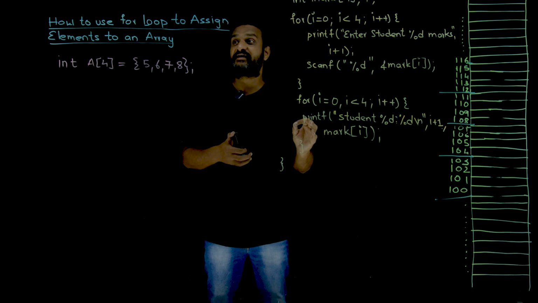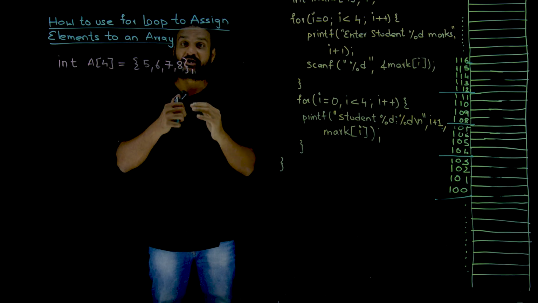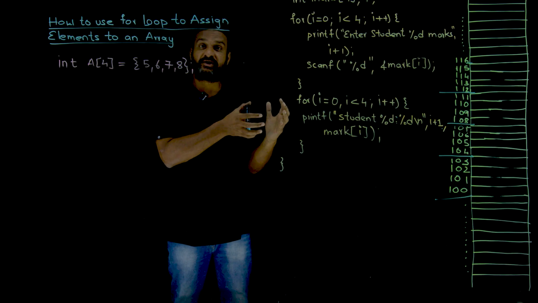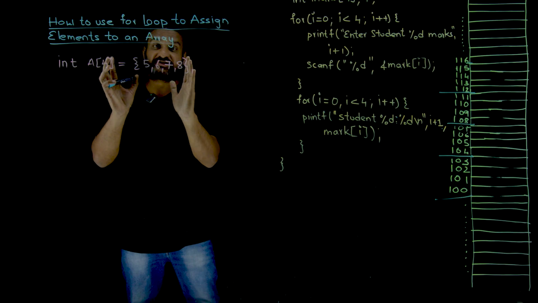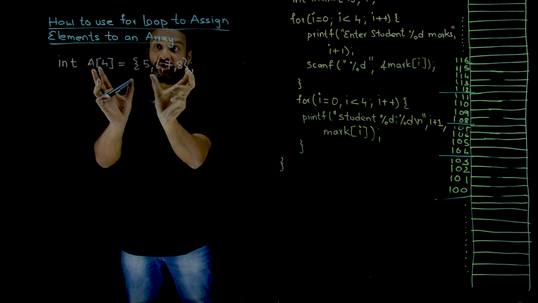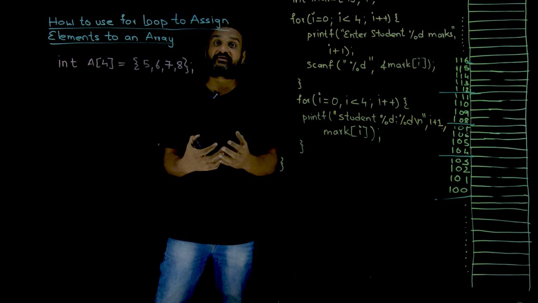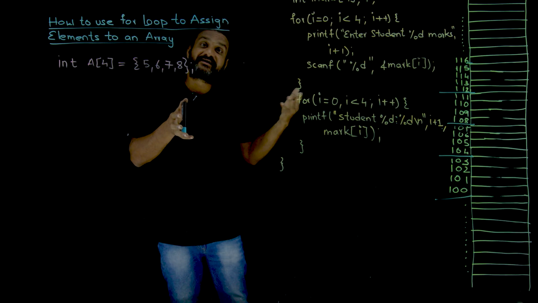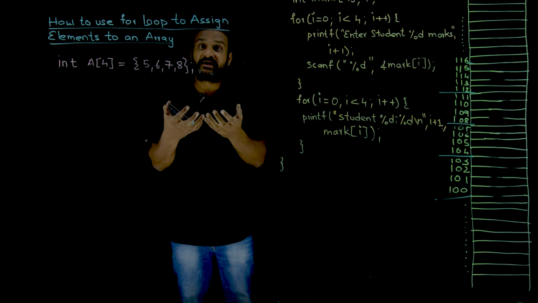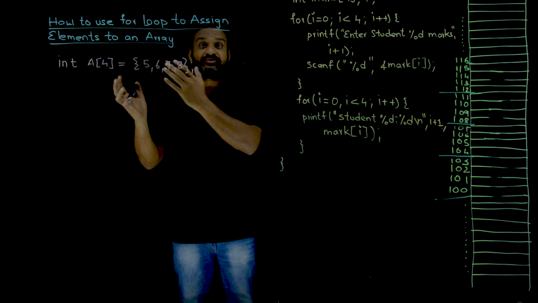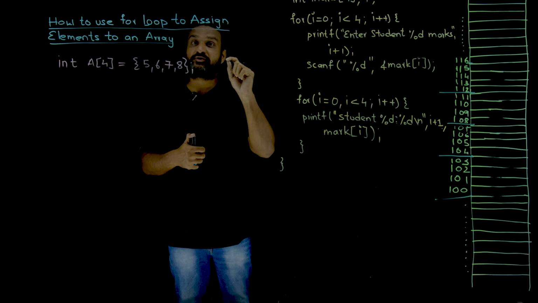In this class, we will see how to use a for loop to assign elements to an array. So far in our previous classes, we have assigned the values onto the array while declaring the array itself. But what if there is a real world requirement where the user has to provide the elements of an array? Yes, there is a possibility where the user of the program has to allocate the elements onto the array. In such cases, we can do that by using for loops.